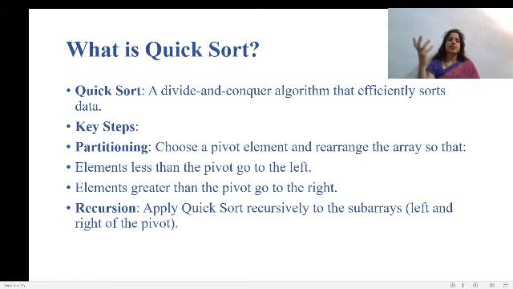Now, what are the steps that we have to follow while working with the quick sort algorithm? Step number one is we choose a pivot element and rearrange the data accordingly. The elements that are less than the pivot element will go to the left hand side and the elements that are greater than the pivot element will go to the right hand side.